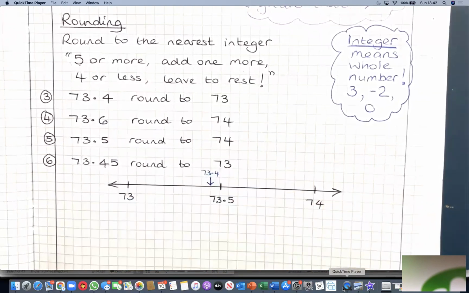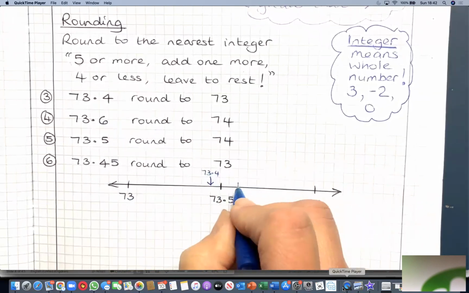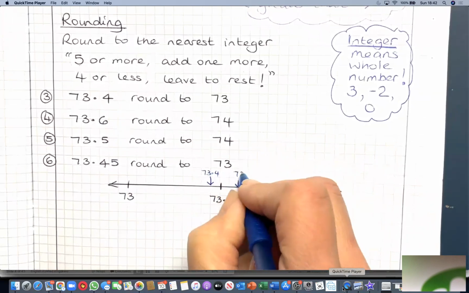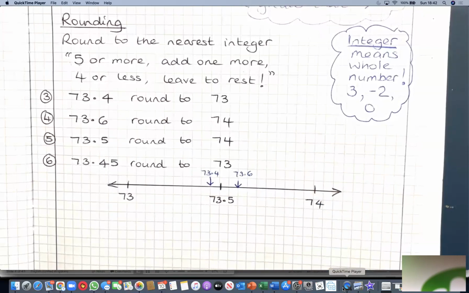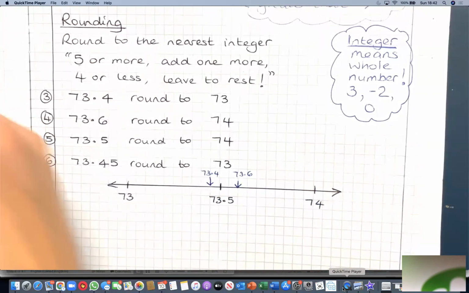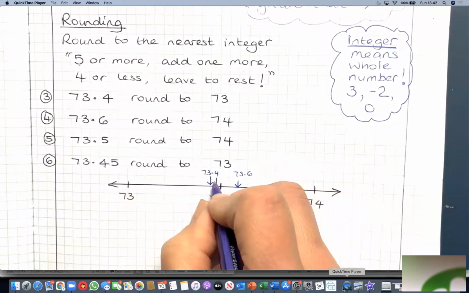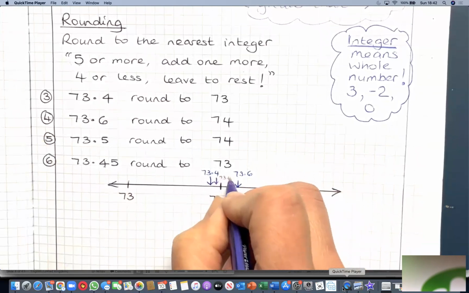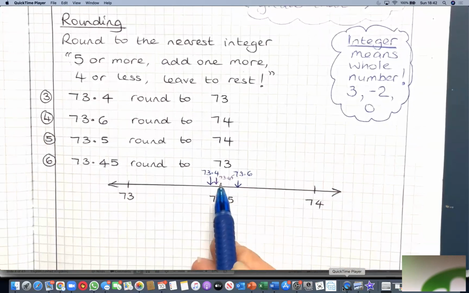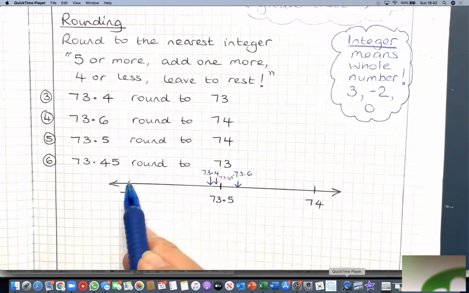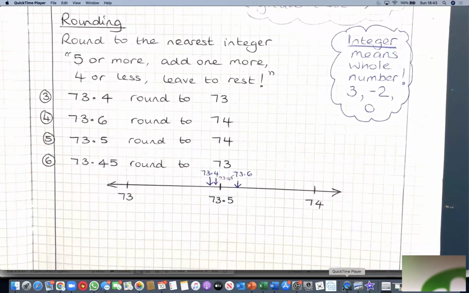So it's going to go down to 73. 73.6 is somewhere here. It's going to go up to 74. We're told that 73.5, the convention is to round to 74. And then again, you can't really see it, but if I squashed in here a little, 73.45, you would see that it's still less than 73.5 and therefore rounds down to 73.